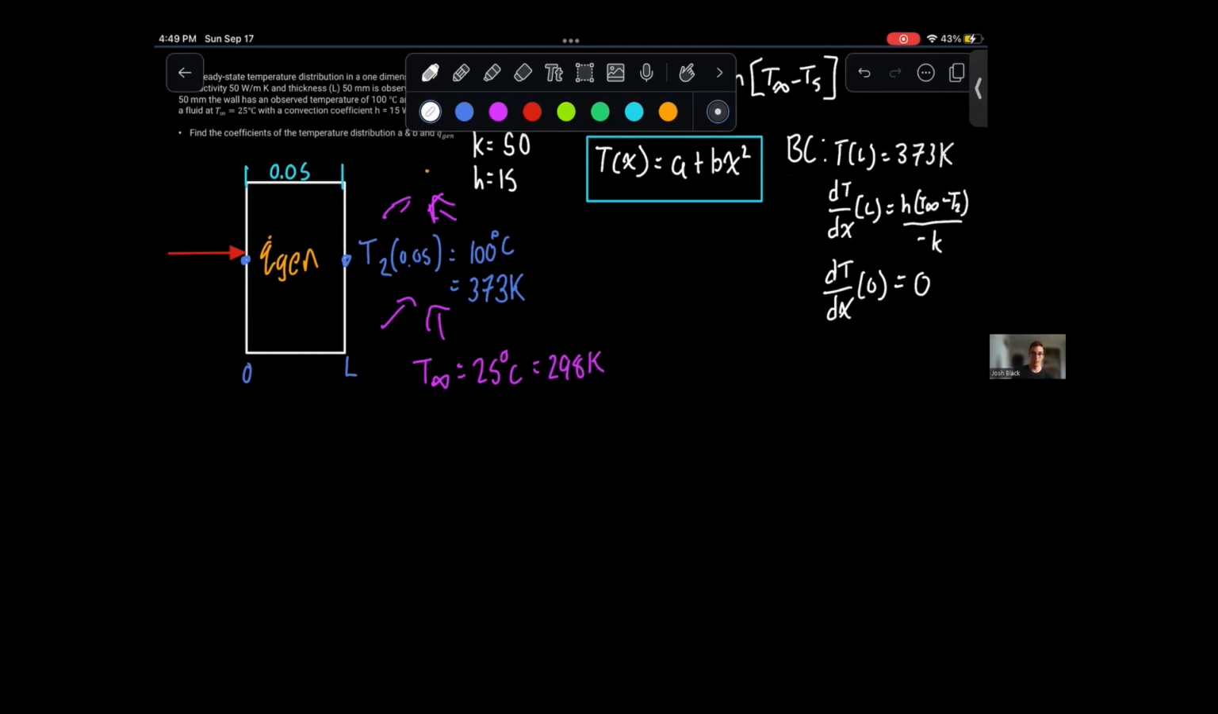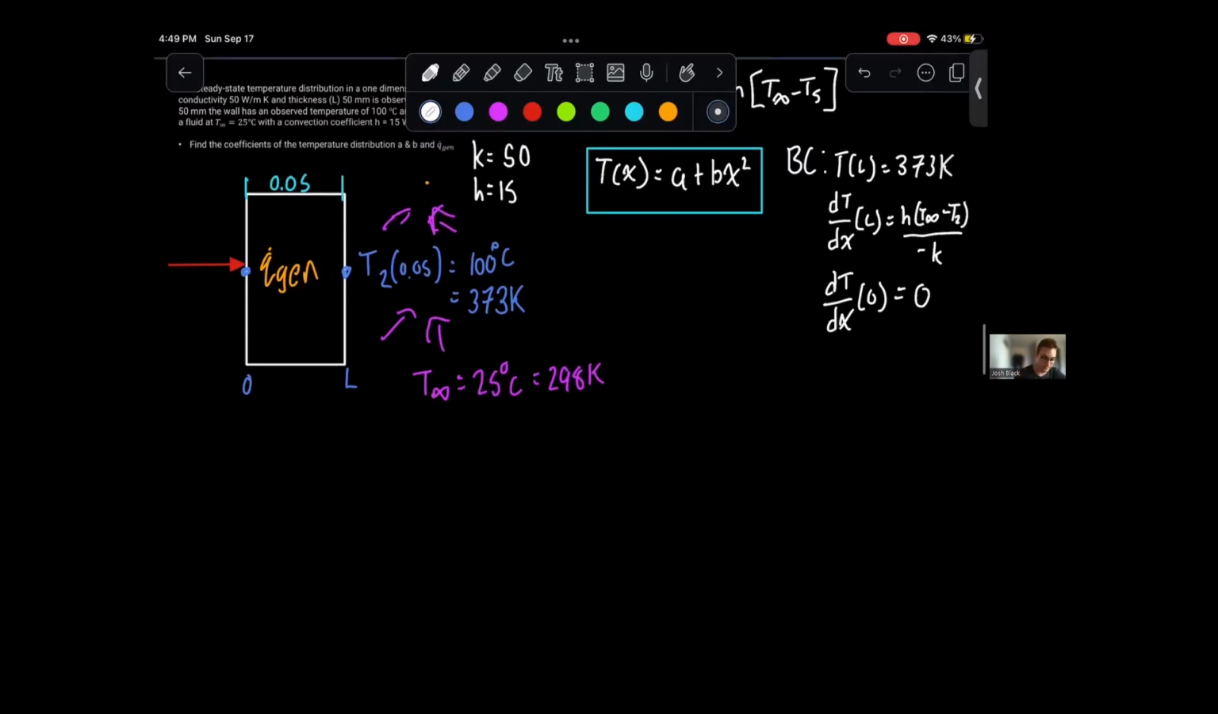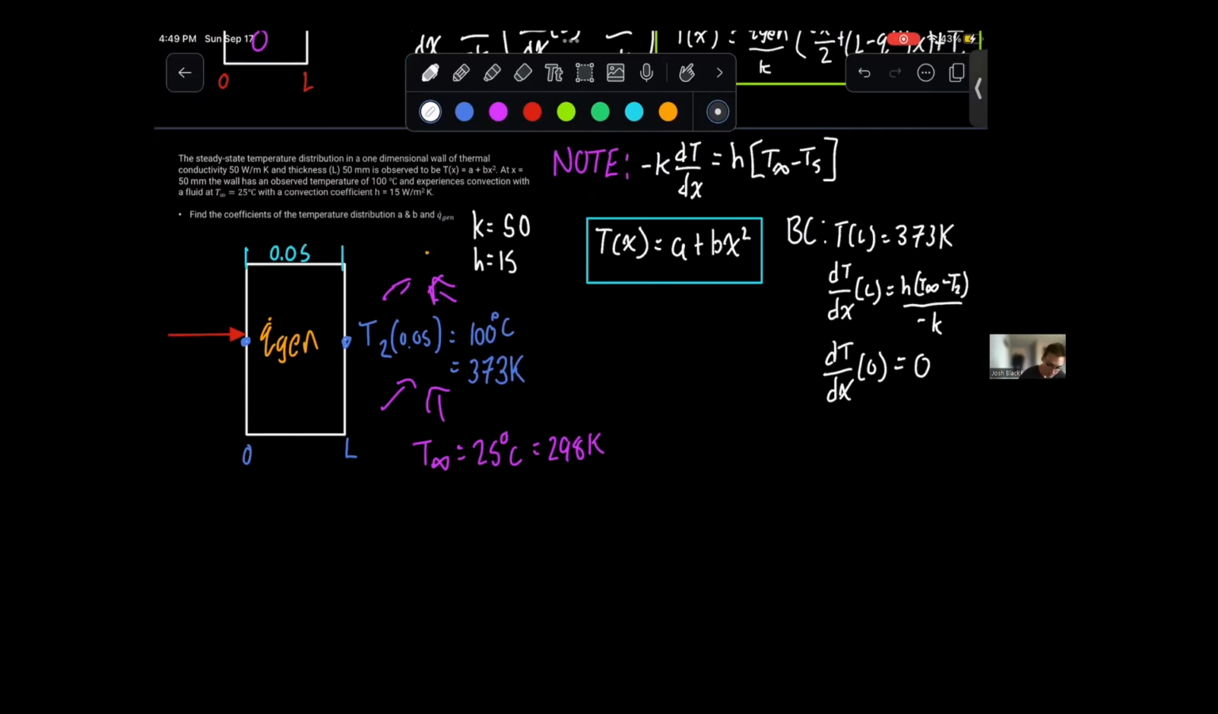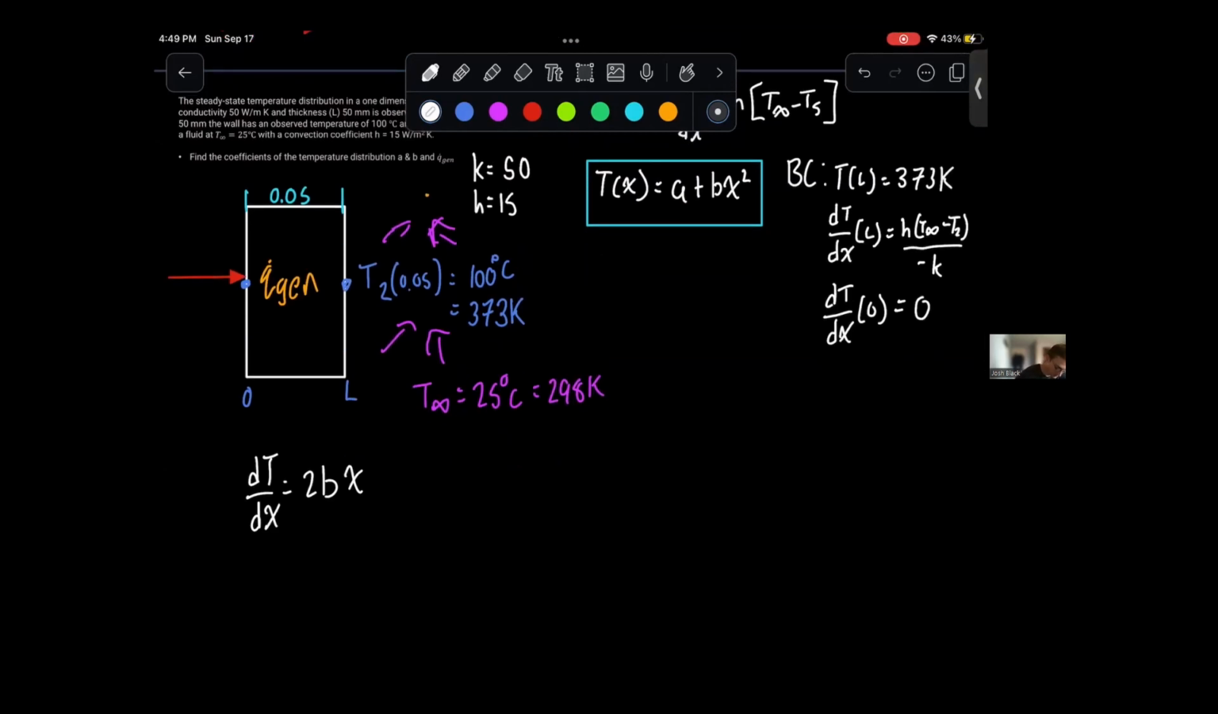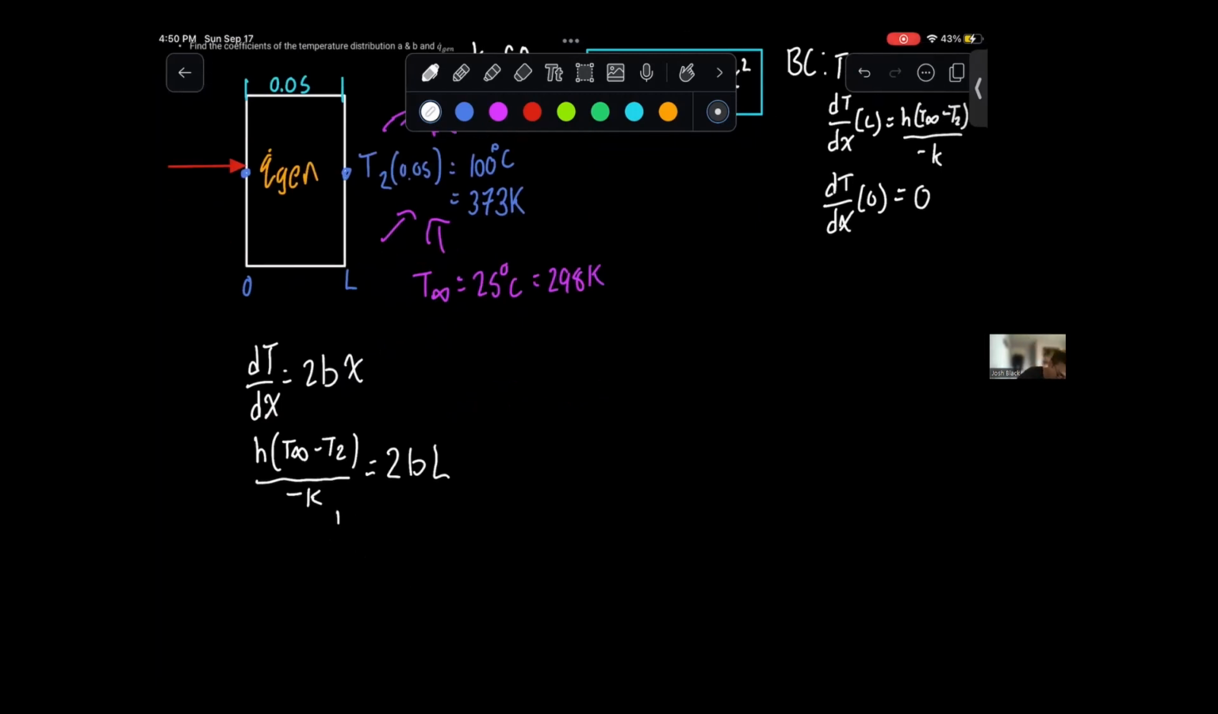So we know a couple different things. Right away, we can take the derivative of our thing in the blue box. dT/dx is equal to 2b times x. Now we know at L, we have h(T infinity minus T2) divided by negative k, equal to 2bL. L is 0.05 meters, T infinity we can just say is 25 because we're subtracting T2, which is 100. We don't have to convert into Kelvins. We know h is 15. We know k is 50. Plug it all in, and we get b is equal to 225.